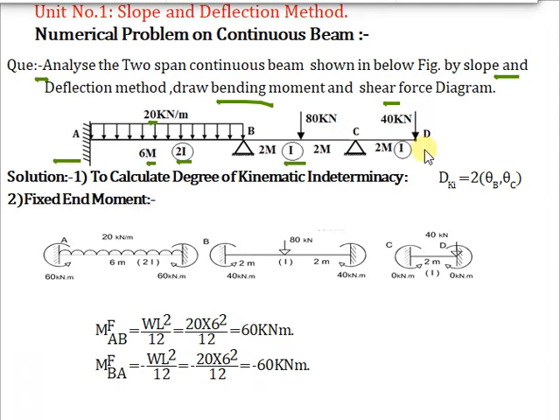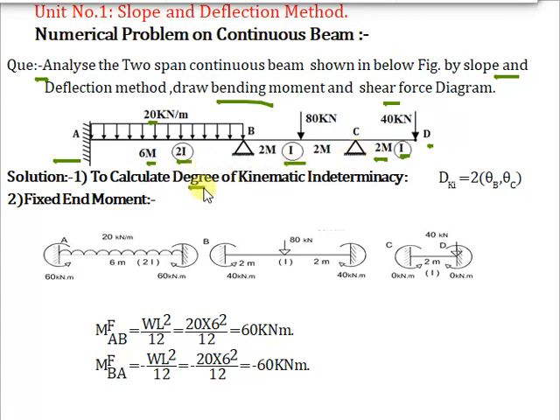CD is a cantilever portion having a 40 kN point load at D at the free end and span is 2 meter. Moment of inertia is I. At A there is a fixed support and at B and C there are hinge supports.